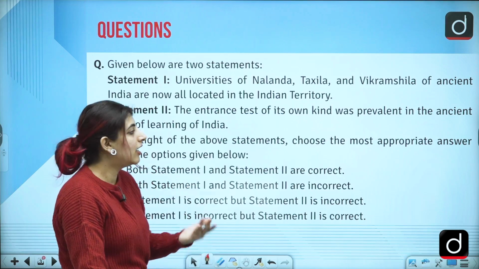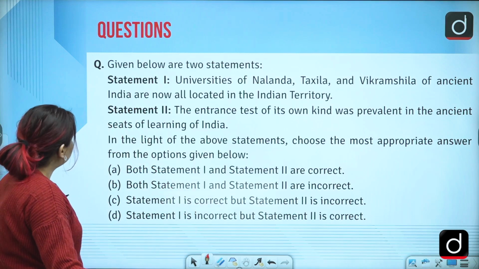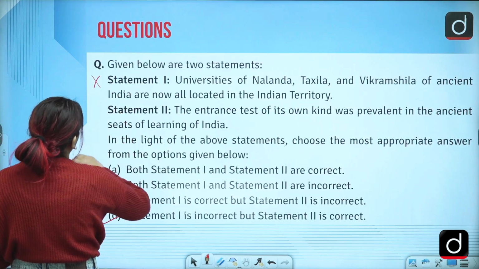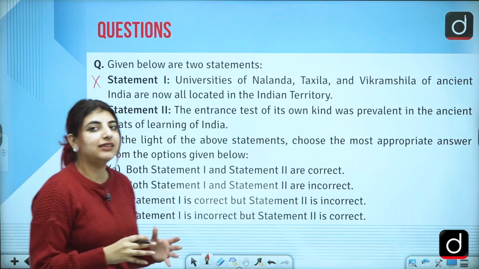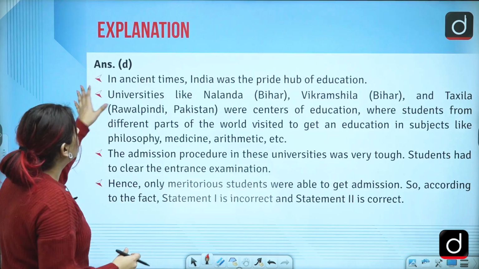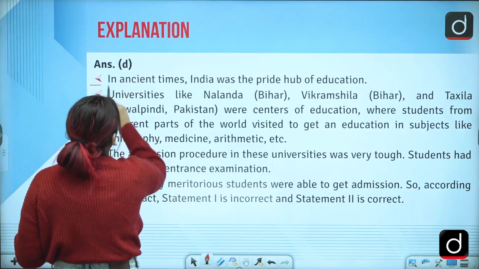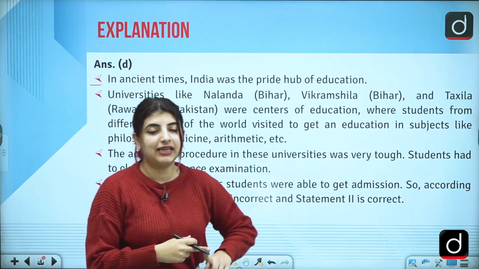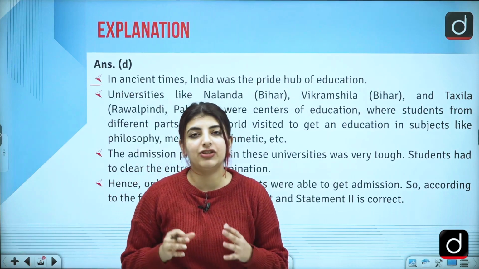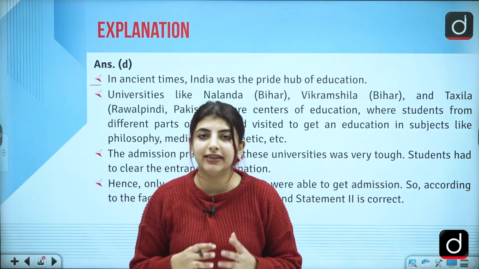The answer to this question is option D, which says that statement 1 is incorrect, but statement 2 is correct. Why does it say that? Right? Let's just see. The first statement was incorrect. Why? Because not all the universities of ancient India are now located in the Indian territory.